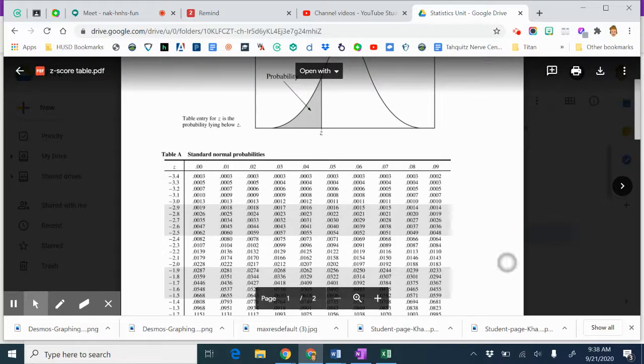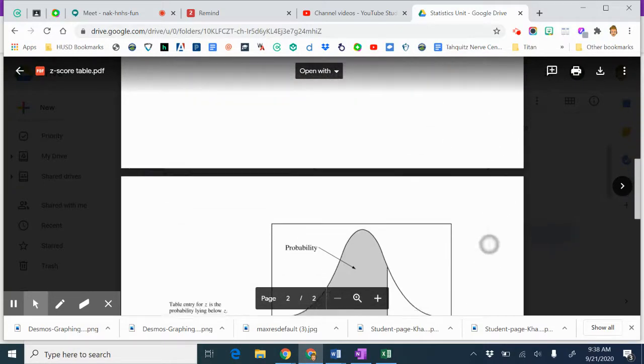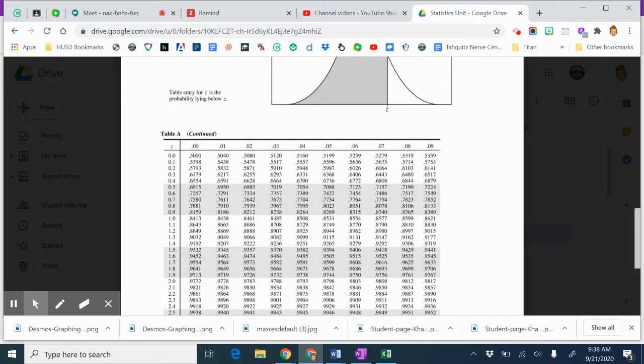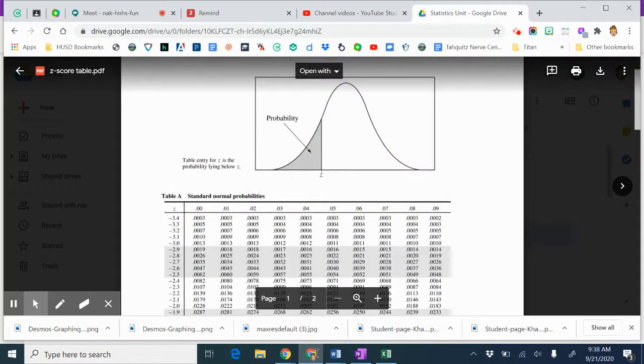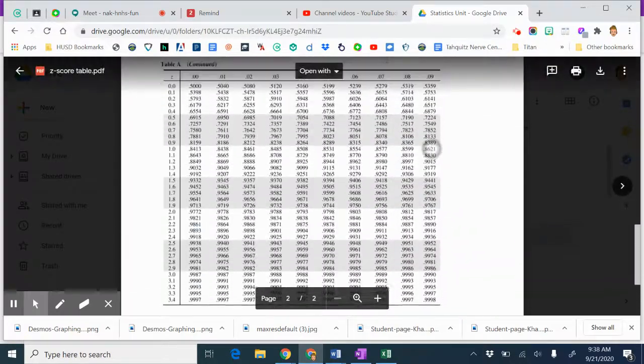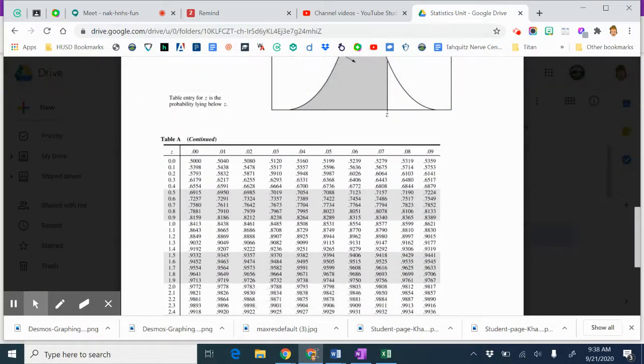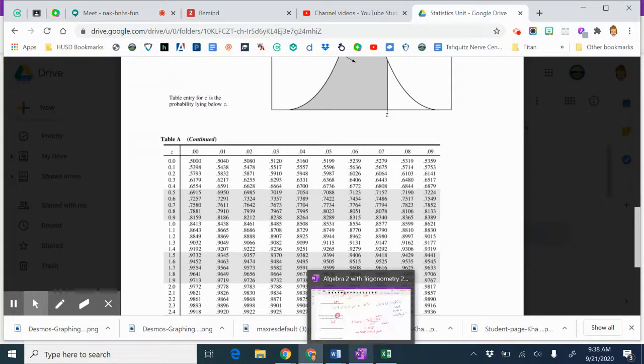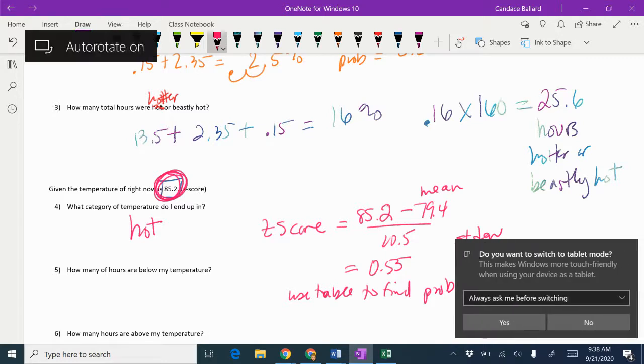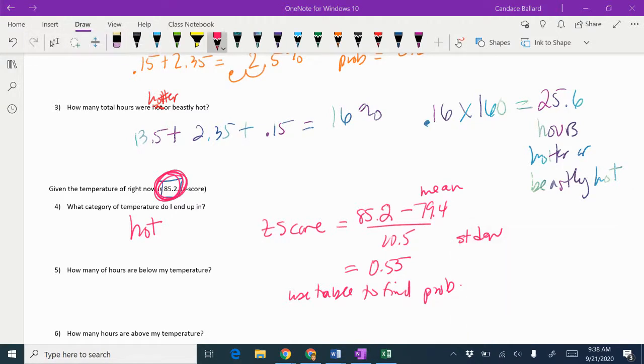All right, so I'm using this table. It was 0.55. Notice this part of the table is all negatives, and this part of the table here is all positives. So I'm going to use 0.5, and then go all the way out to 5 because that's the second decimal place. It gives us a little bit more accuracy than the one we did in the homework. So my probability is 0.7088. That means that the probability that it is less than my temperature, or in your case, my score.